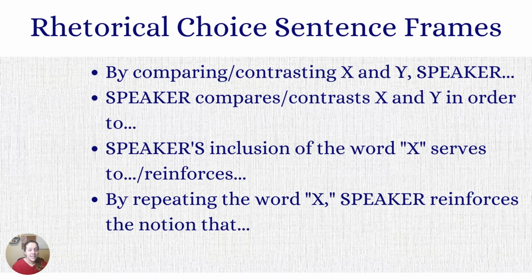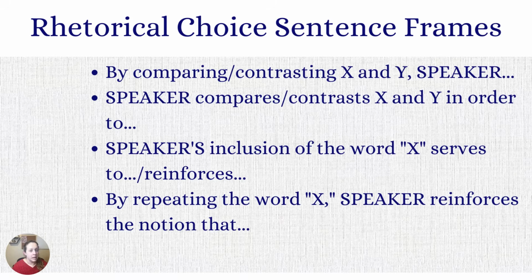Now, I also have some sentence frames for rhetorical choices. These are some of the ones that my students have used the most frequently or have said are the most helpful. So one common choice would be comparison or perhaps contrast. So you want to choose one or the other. If you're writing about comparison, you could say, by comparing blank and blank, the speaker, and you tell us what they do. Or you could say, speaker contrasts blank and blank in order to. If you're looking to step it up another level, instead of contrast, maybe you say juxtaposes.